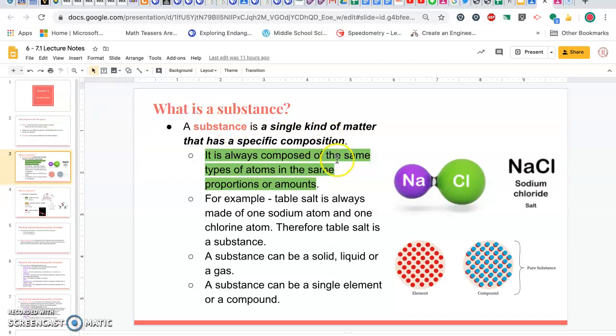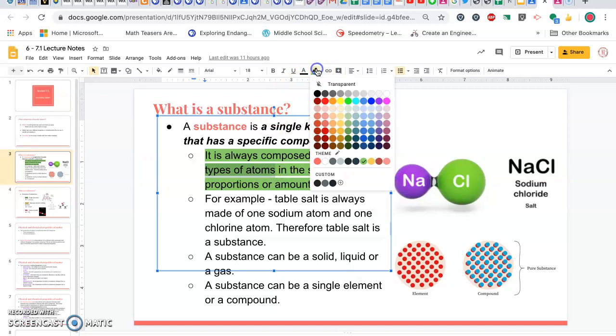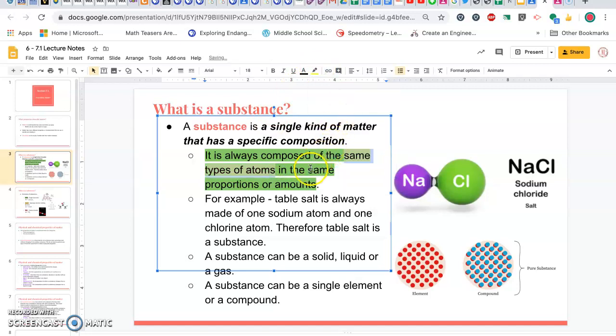Okay, so I'm going to highlight them in different colors actually to clarify that. So here we have the same atoms and we have the same proportion or amount of those atoms.